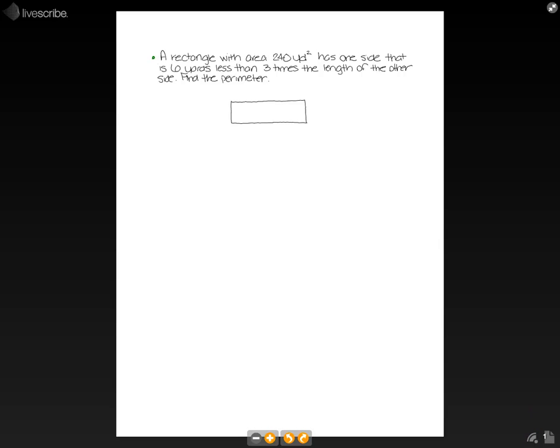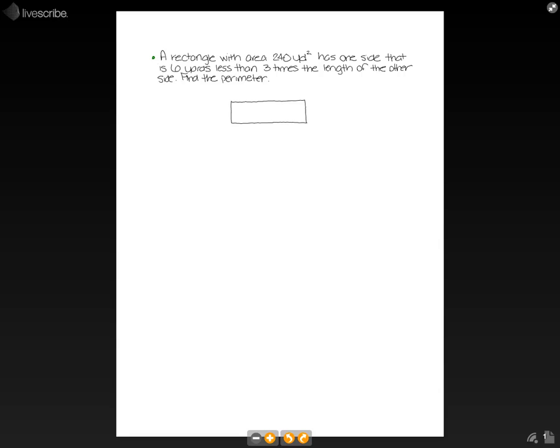In this pencast, we'll be talking about finding perimeters. We're told a rectangle with area 240 square yards has one side that is 6 yards less than 3 times the length of the other side. Find the perimeter.